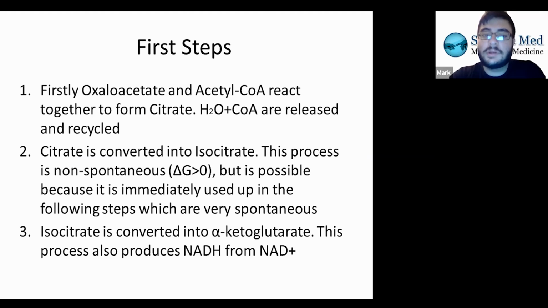The main thing about this step I want to point out is that it is very non-spontaneous, so it's very unfavorable. If you put this step in a test tube by itself, it would never happen. On its own, it's very non-reactive, and it's very unfavorable thermodynamically. But because it's immediately used up in the following steps, which are more spontaneous, it actually balances out. If the next step is very delta G negative, this step is a little bit delta G positive, but it'll still go forward just because it wants to go down that valley of lowering energy.